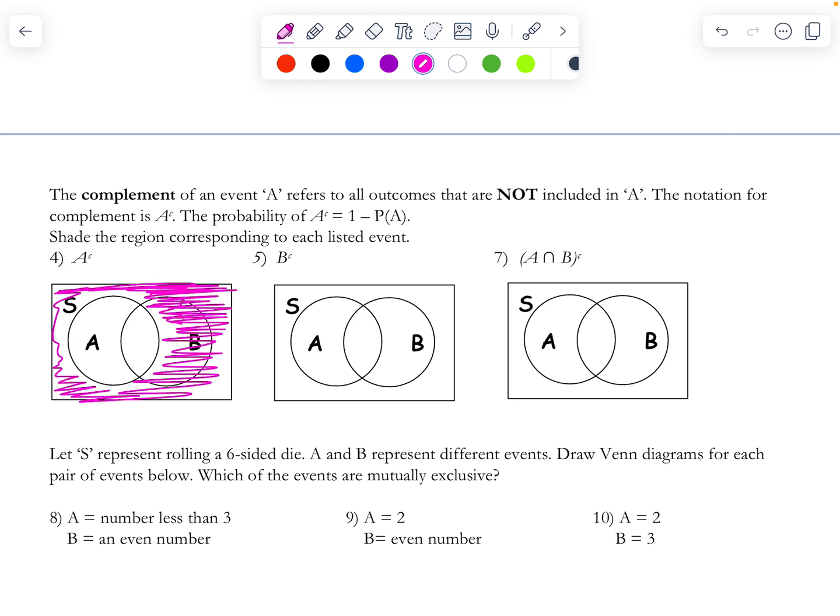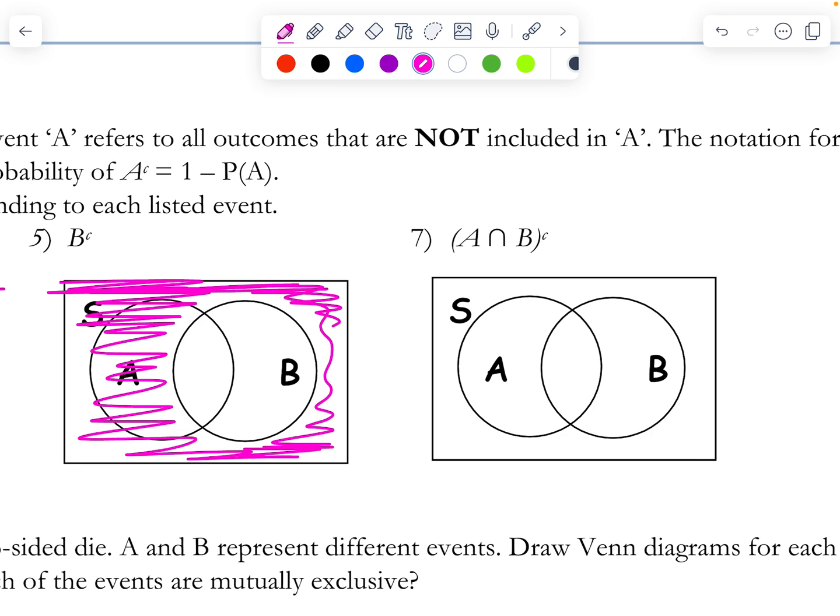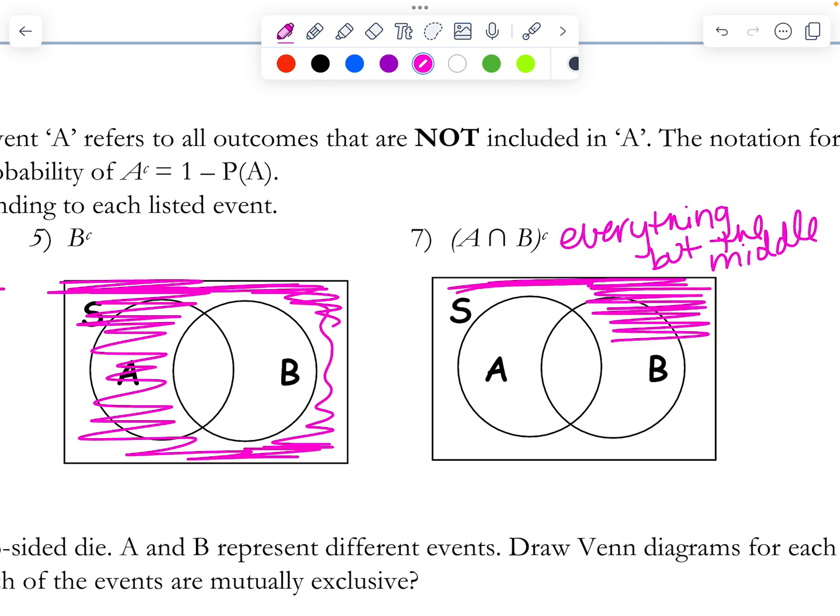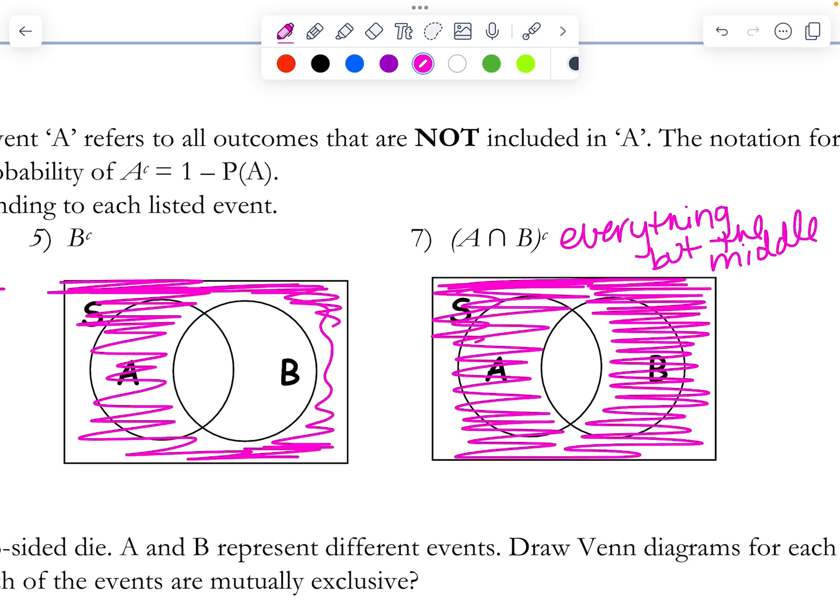For the next part, I'm going to shade in everything but B. I kind of went out of the lines over there, but that's okay. Now this one says everything but the middle, A and B. So I'm going to shade in everything but the middle.